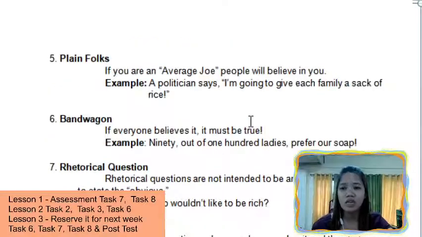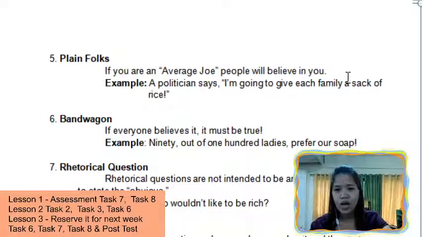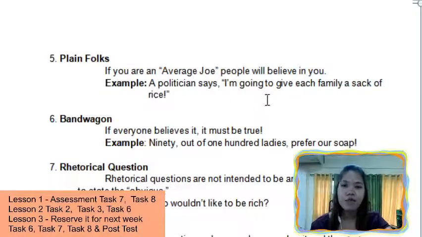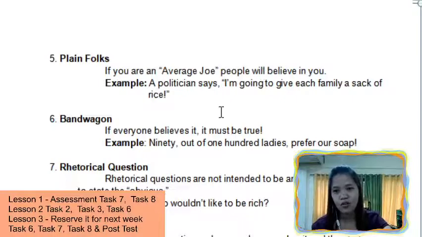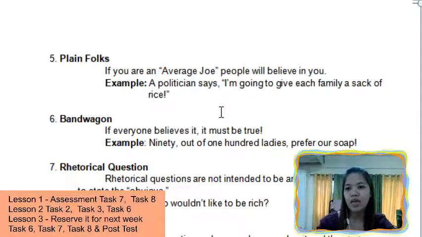Okay, the next one is plain folks. If you are an average Joe, when we say average Joe, you are an average person, an ordinary person, that people can relate to, then people will believe you. Example, a politician says, I'm going to give each family a sack of rice. So this politician is trying to be an average Joe, trying to mix in with the crowd.